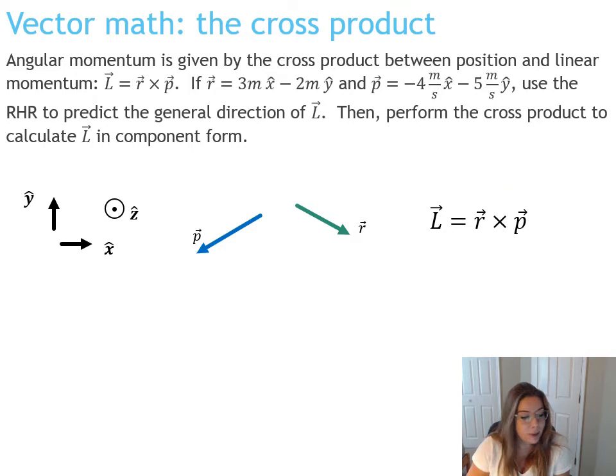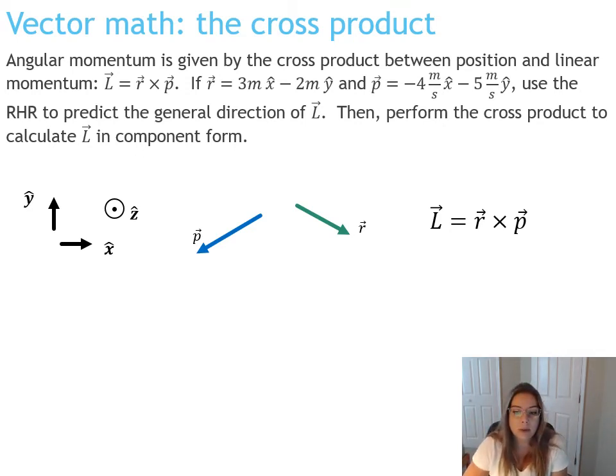All right, so let's do an example here together, actually performing a cross product in component form, and then we're going to even check it with the graphical method that we talked about in a previous video. So we have two vectors here, P and R, and there's a new vector called L. This is something called angular momentum. It is equal to the cross product between R and P. So we are going to use the right-hand rule just to check and get the general direction of what L should be.